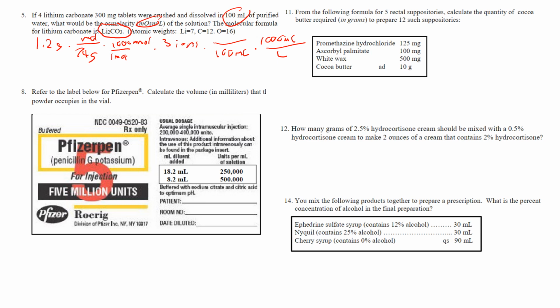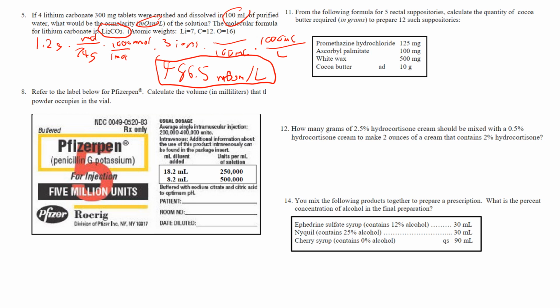I definitely just plugged something in my calculator wrong. Give me one moment. 1.2 divided by 74 times 1,000 times 3 divided by 100 times 1,000. Okay, that's better. I just got a really, really small number for some reason. But now the correct answer for this one should be 486.5 milliosmoles per liter.